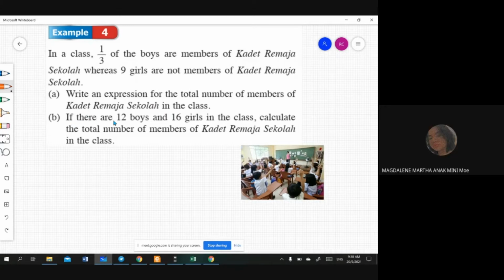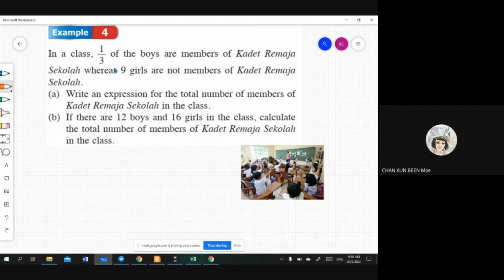B. If there are 12 boys and 16 girls in the class, calculate the total number of members of Cadet Remaja Sekolah in the class. Good. Thank you, Magdalene, although it's not very clear. Okay, so look at the question again.